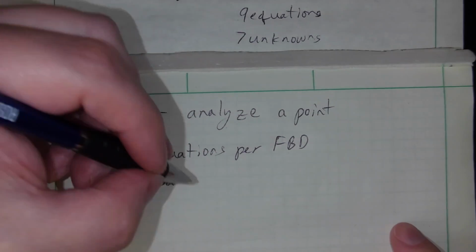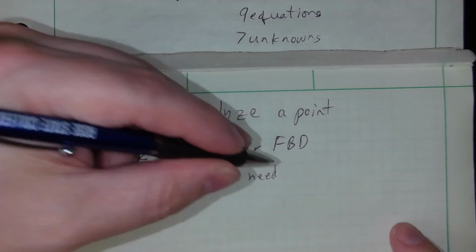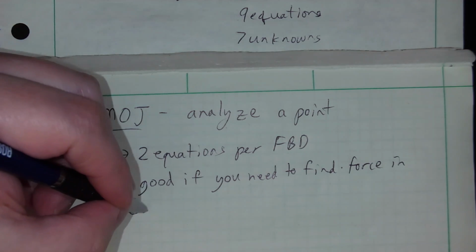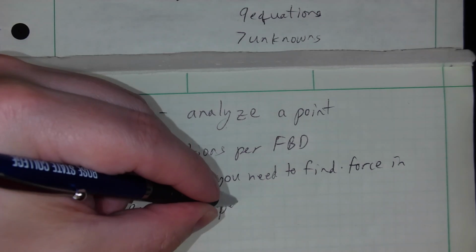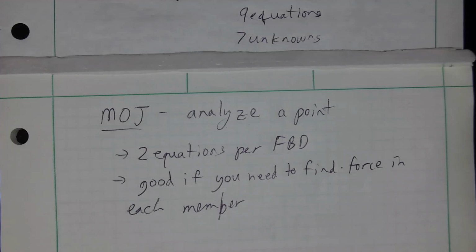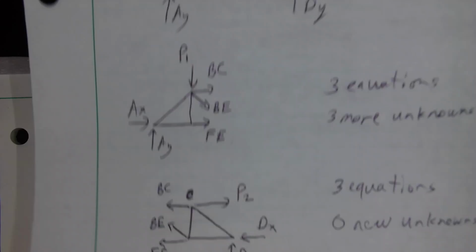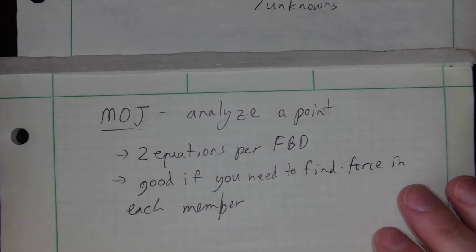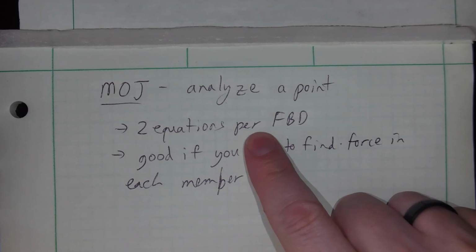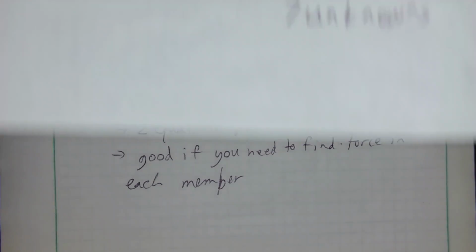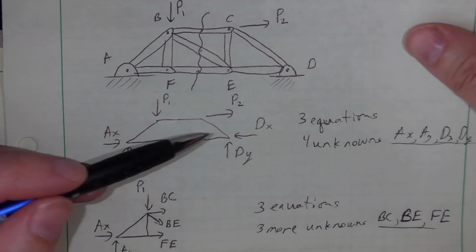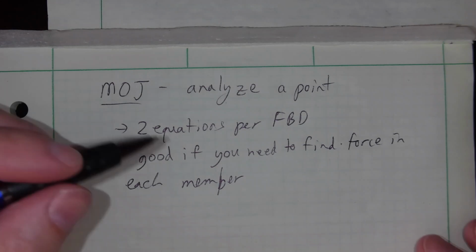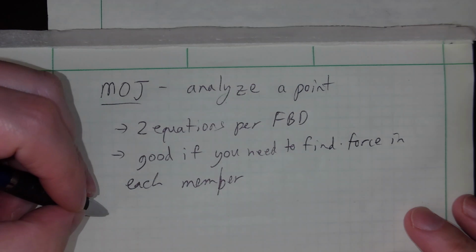This is a good method if you need to find the force in each member. Method of joints allows you to systematically go through and analyze point by point and find every unknown, the force in every member throughout the entire truss. I can go from one point to the next, continue writing equations until I find the force inside all of the members. That's method of joints. 2 equations per free body diagram because you're drawing equations of particles, except if you look at the free body diagram of the whole thing, then you can write 3 equations for this. But if you look at all the others, there's only 2 equations you can write in most method of joints free body diagrams because they're particles or points.